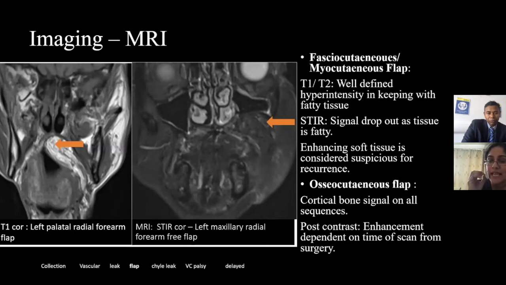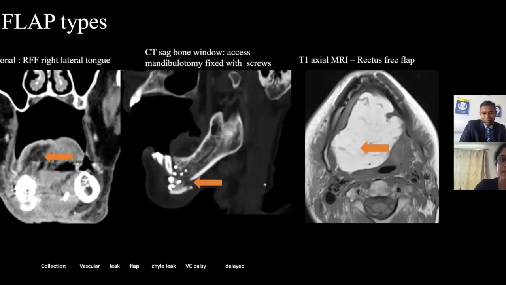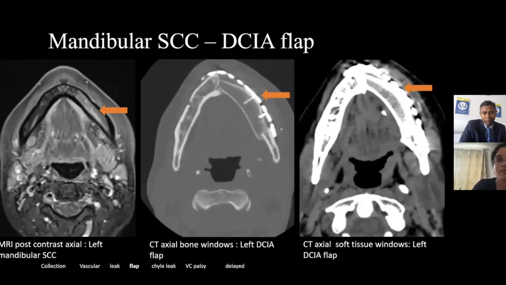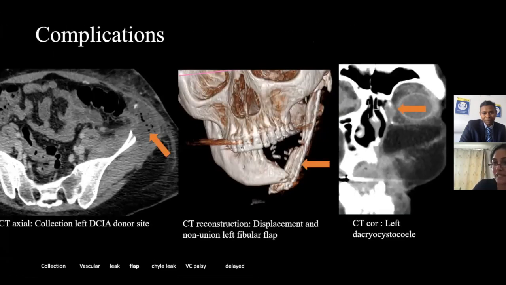But if you see any enhancement where the flap has been stitched to the native tissue, that is where you would expect recurrence. So soft tissue enhancement, that is what recurrence looks like. And it has to be considered recurrence unless proven otherwise. The different types of flaps, we will not even go there. Complications. So again, collections always look like low attenuation, with flecks of gas in it. It may or may not have flecks of gas.